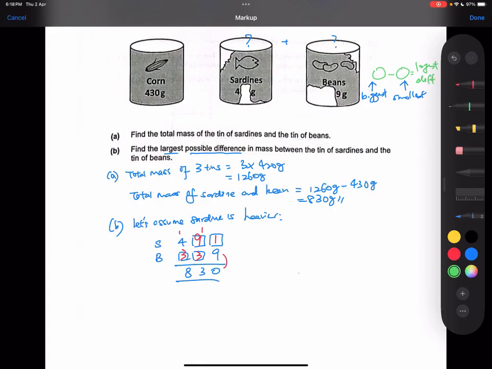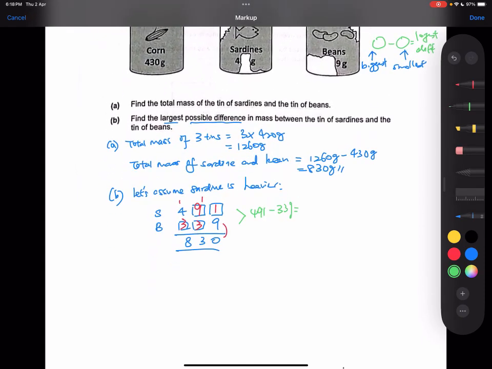Now what is the difference between sardine and beans? 491 minus 339. That will give us 152. Now let's work out our second scenario. Let's assume bean is heavier. So let's put bean on top, doesn't matter.